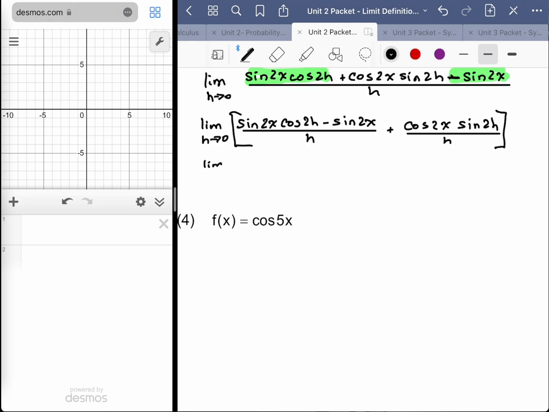So we would say the limit as h approaches 0. Well, I didn't even factor it out, so I might want to do that. We would be pulling out the sine of 2x from the entire limit. So it would give us sine of 2x times the limit as h approaches 0 of cosine 2h minus 1 over h. That would address the first fraction. Then for the second one, I'd remove the cosine of 2x, so cosine 2x times the limit as h approaches 0 of sine 2h over h.